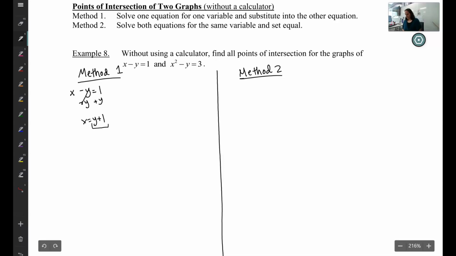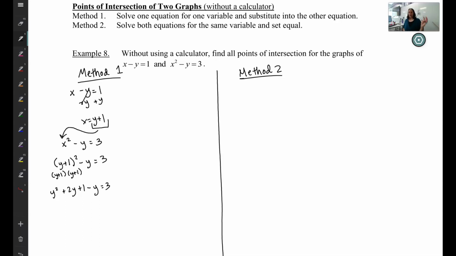Now, if that's what x equals, I'm going to plug that in for x into the second equation. So substituting it in. So now I have y plus 1 squared minus y equals 3. Let's start by factoring this out. So I've got y squared plus 2y plus 1, and then minus y equals 3.